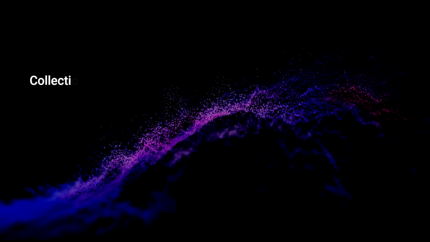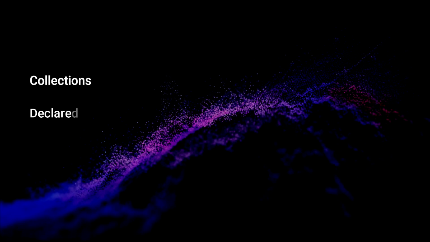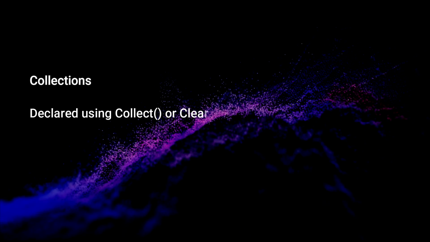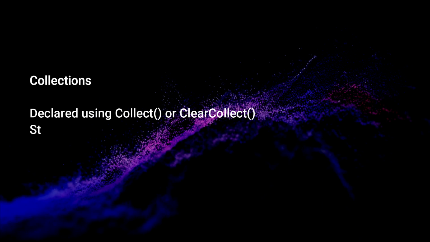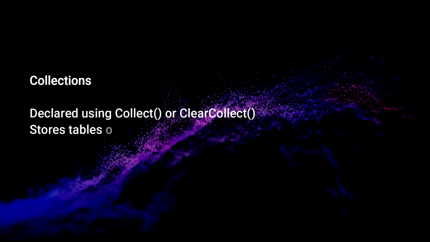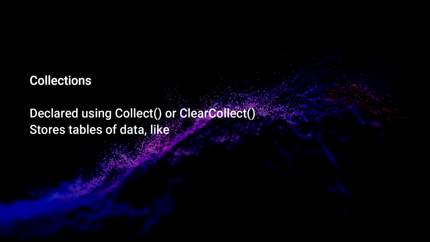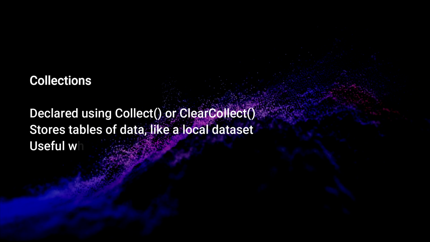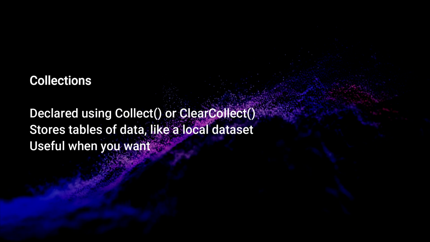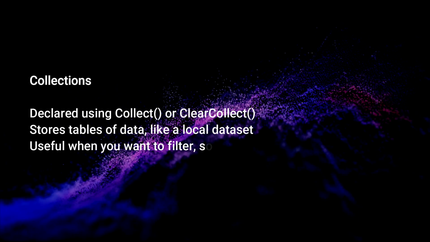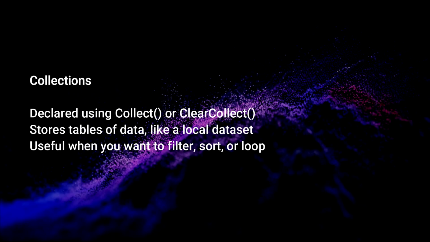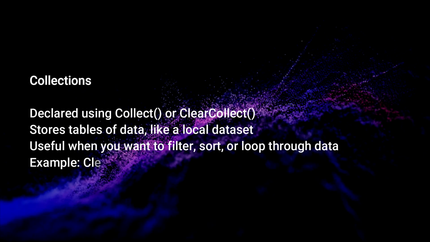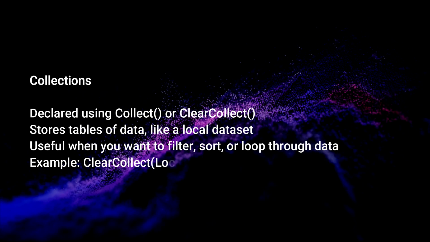Now the third one is collections. Collections are declared using Collect or ClearCollect. When we use the Collect function, we can create a new collection or append values to an existing collection. But when we use ClearCollect, every time we create a fresh collection. If an old collection exists and I use ClearCollect, all the previous values will be removed and only the new values are set into the collection. This is the difference between Collect and ClearCollect.